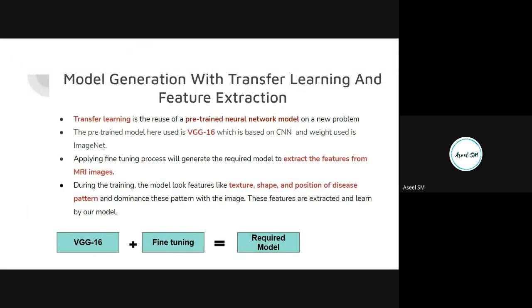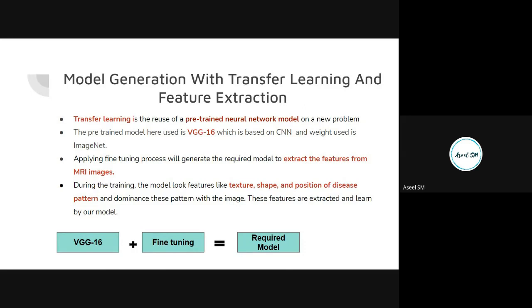So after pre-processing of the image, we will be doing the feature extraction and the model generation. For model generation, I'll be using the transfer learning technique, which is widely used in this field of data science. Basically, transfer learning is the reuse of a pre-trained network model. There will be a model which is trained on a particular problem. It will be trained with high efficiency, and it will be trained with millions of data.